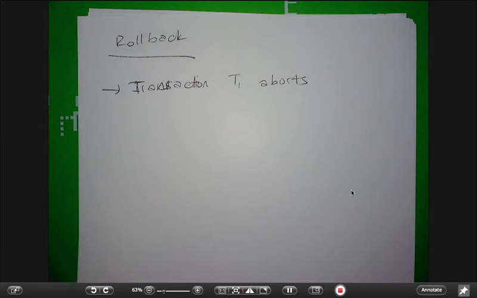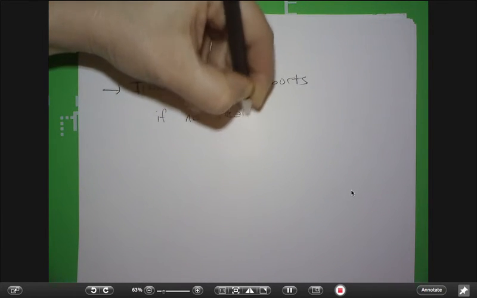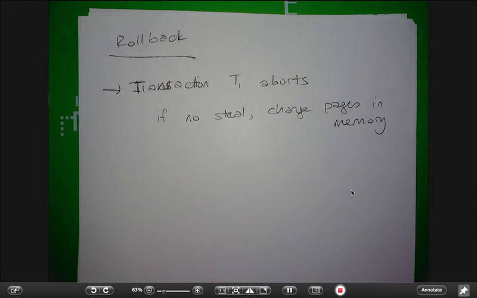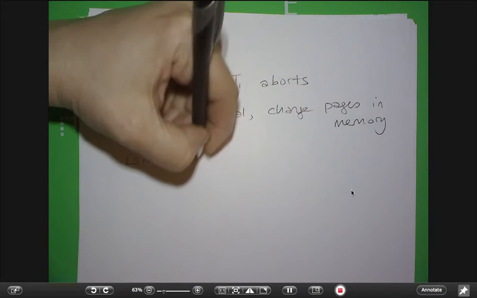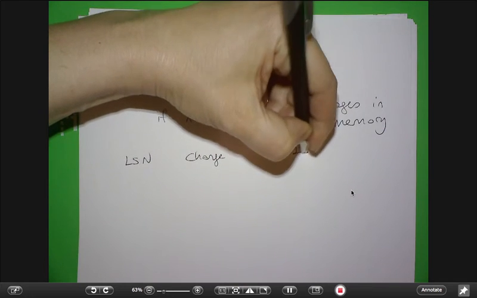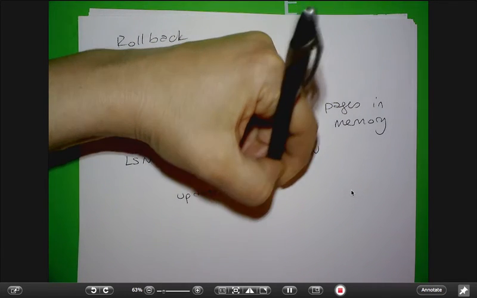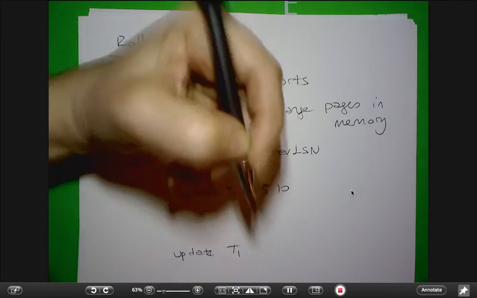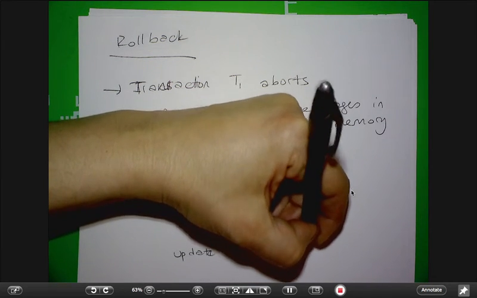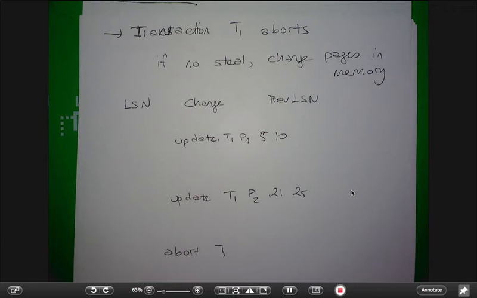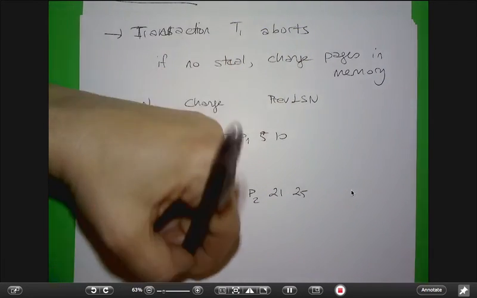So if I use no steal, there's nothing to do, right? Because I actually have not changed any of the data pages in disk, right? So if no steal, then only change pages in memory. Okay. So you basically go through the log. So the log will have data entries for T1. So this is all the things that T1 did. And there are many other things here, but I don't care about them.